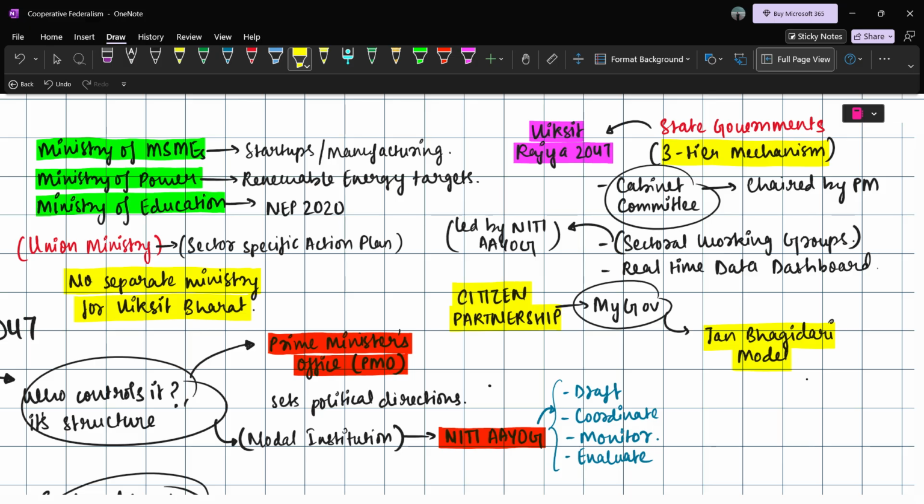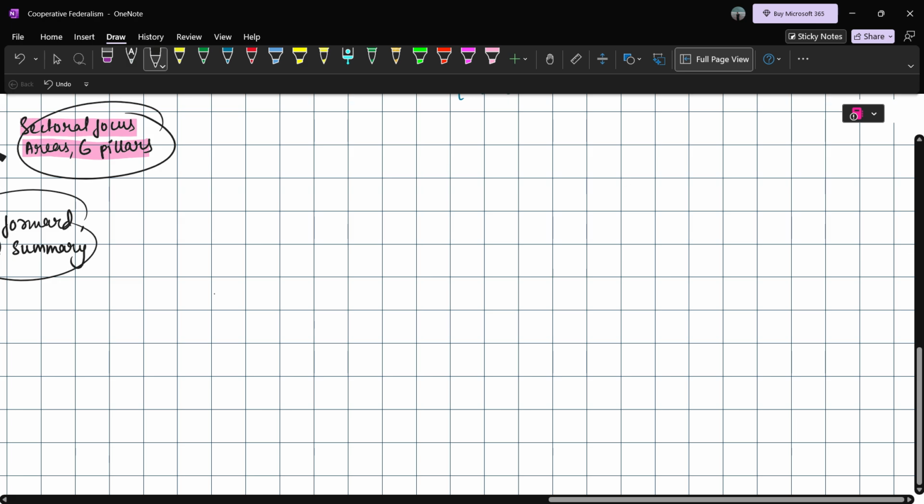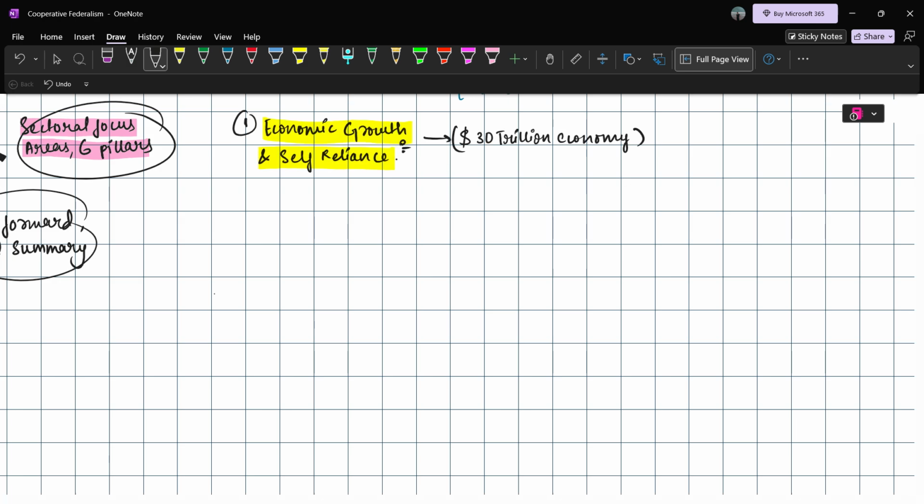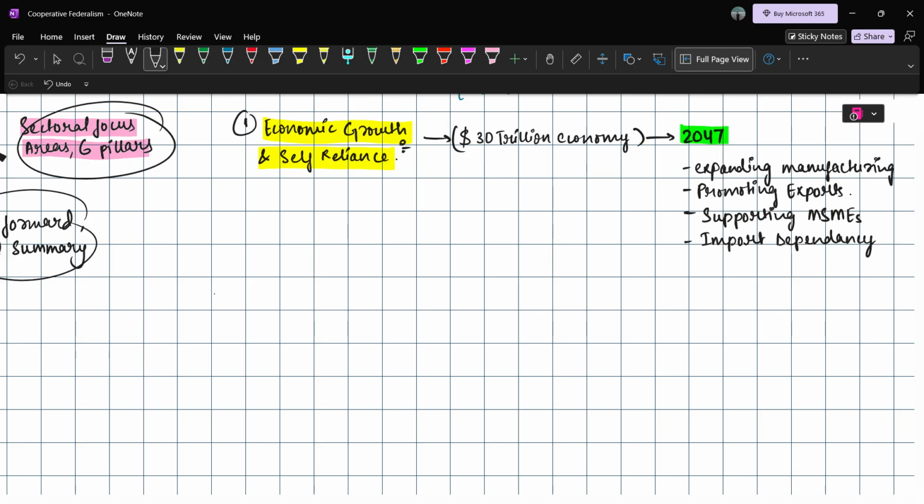Let's now come to the heart of the vision, that is, the six key thematic pillars that define Viksit Bharat. The first is economic growth and self reliance. Well, the government wants India to become a $30 trillion economy by 2047. The focus is on expanding manufacturing, promoting exports, supporting MSMEs, and reducing import dependency. The PLI schemes, digital infrastructure, and startup ecosystems are key here.